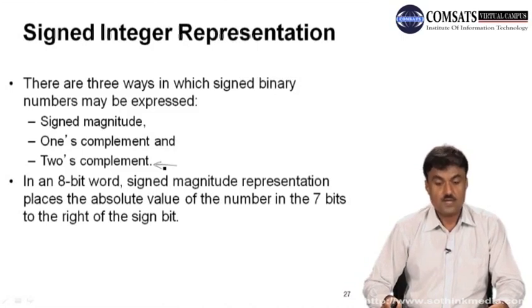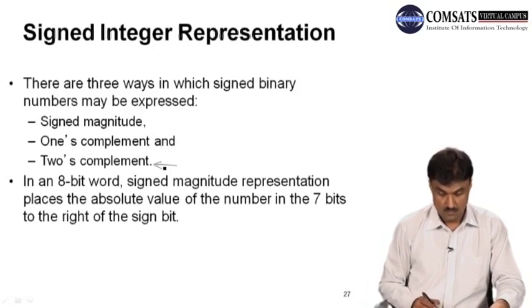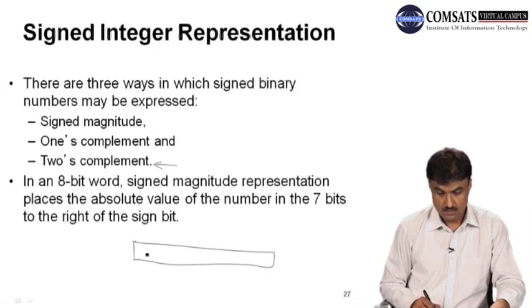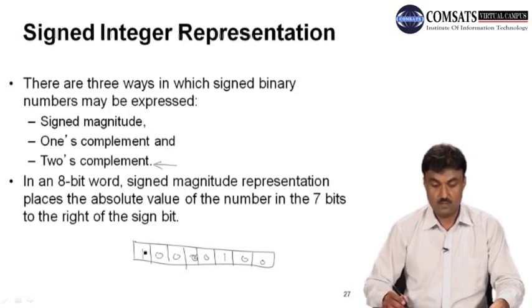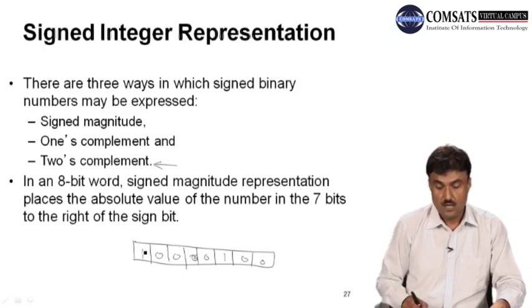In the case of an 8-bit word, signed magnitude representation places the absolute value of the number in the 7 bits to the right of the sign bit. For example, we have 8 bits. Here, this bit works as a sign bit, and in all these 7 bits we use the absolute value. For example, if the value is 4, we use 1 followed by zeros, no wait, 0 for the sign and 100 and all these zeros. If the value is minus 4, we use this bit as 1 to represent a negative value. The magnitude remains the same.